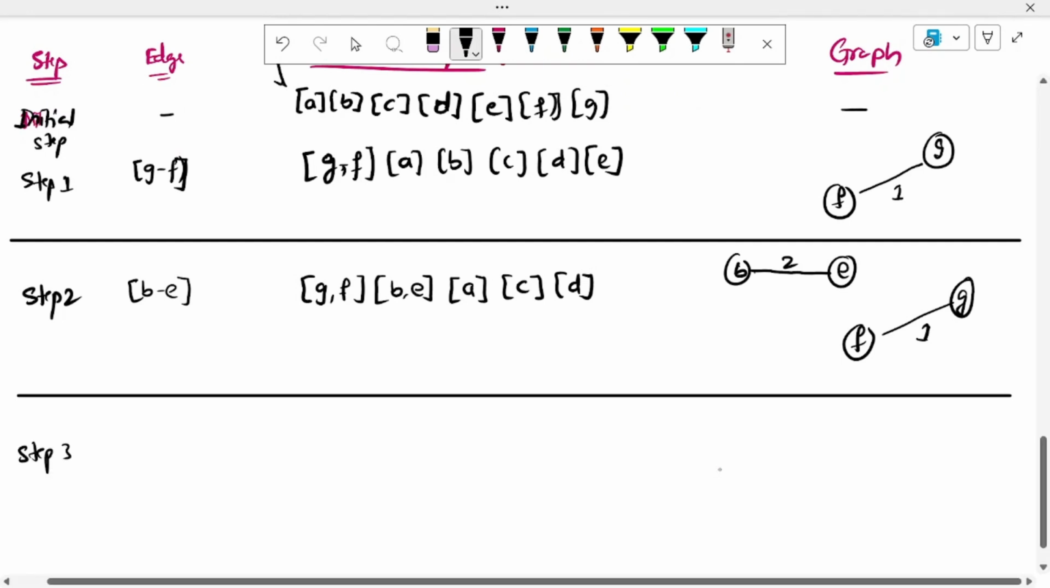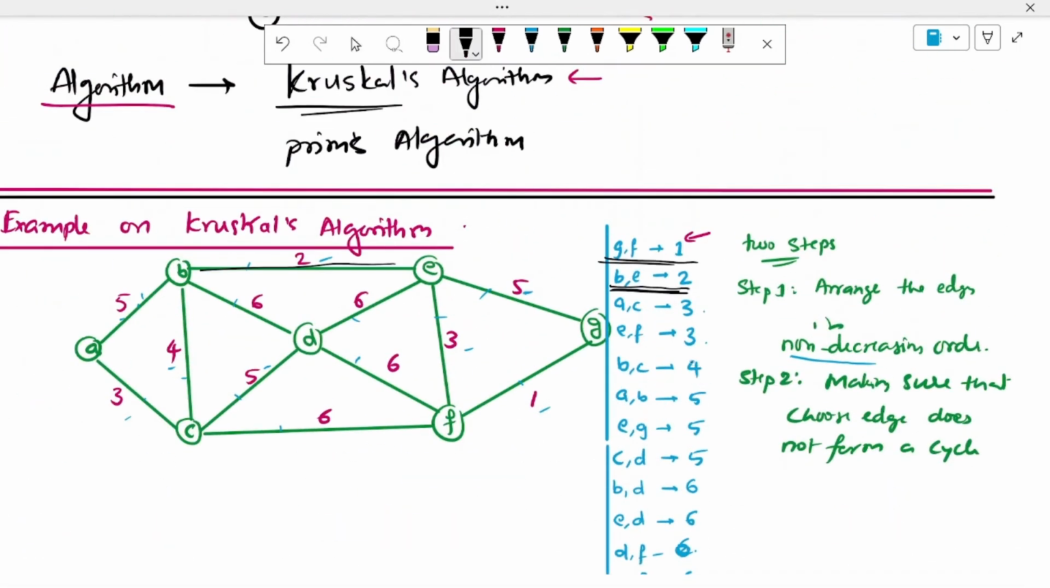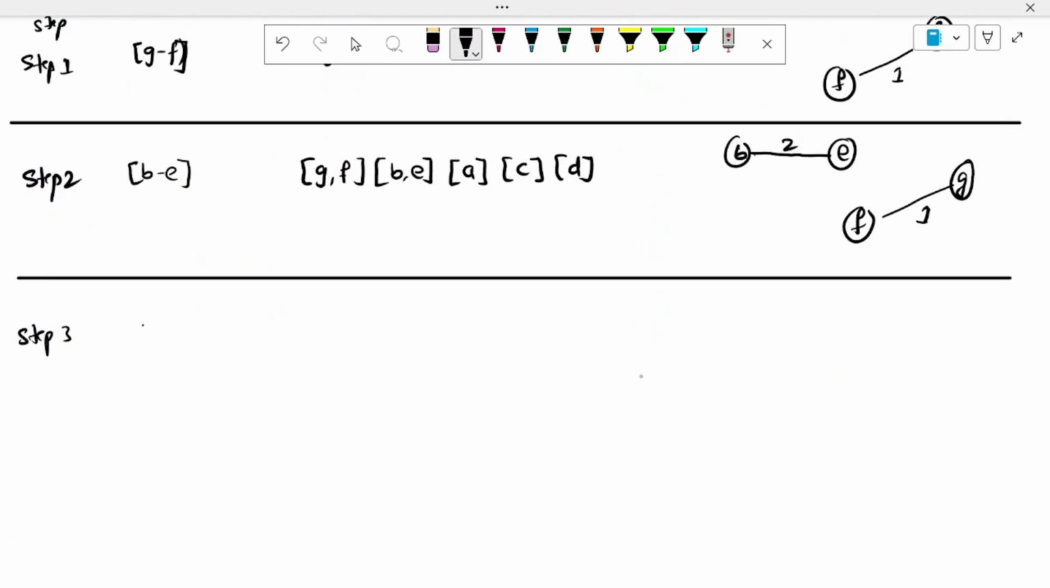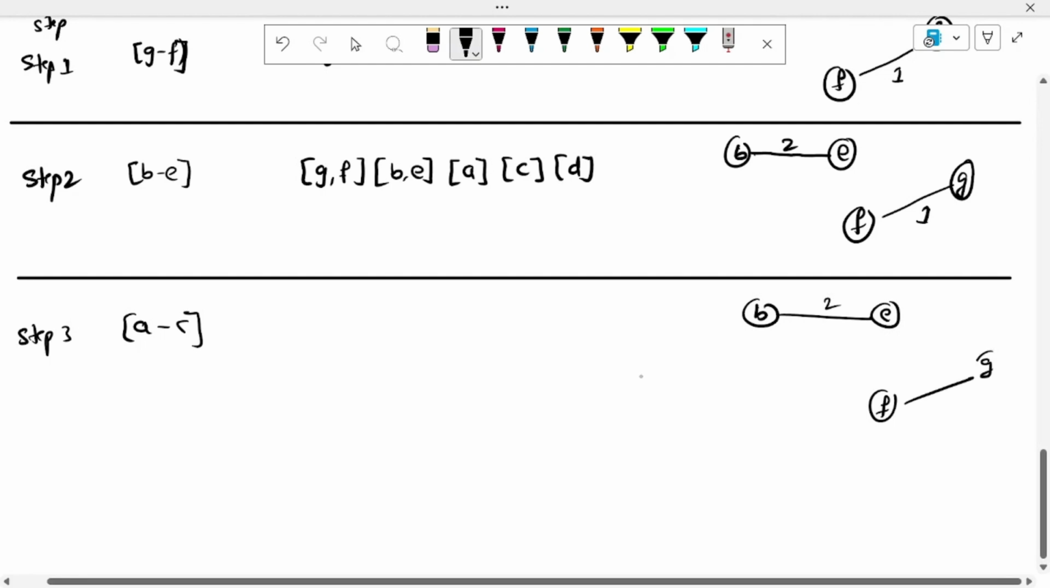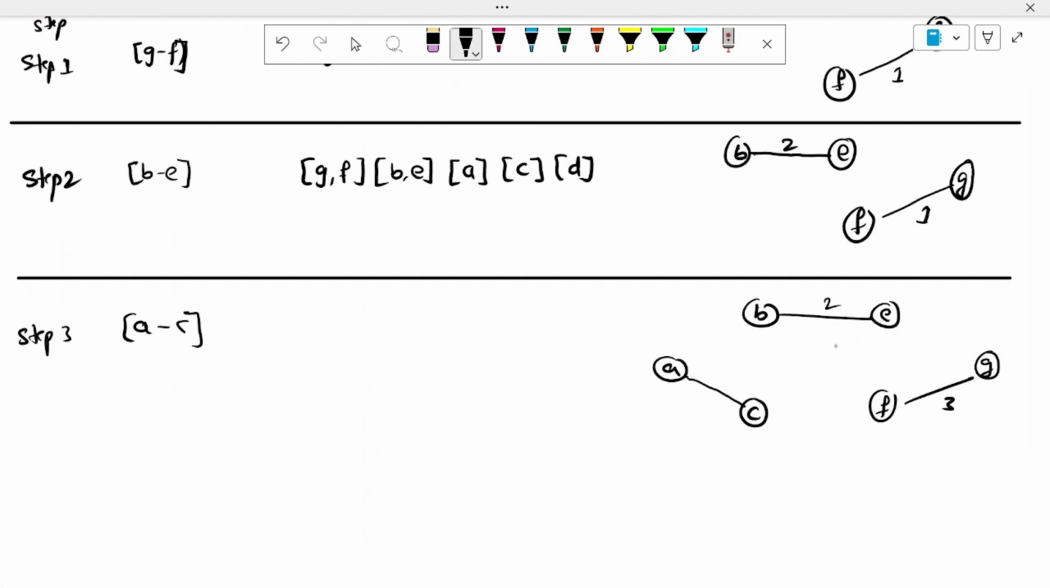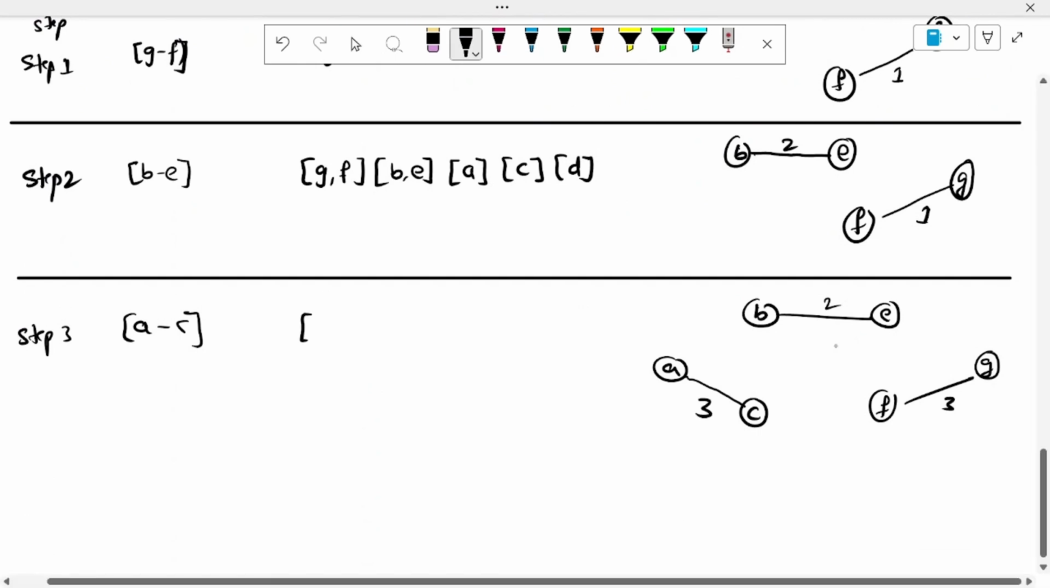This is step 3. In step 3, we are going to consider the third edge, that is AC. You observe where AC is. AC is here, and so I am going to consider AC. If I consider AC, we'll try to draw the graph. Here we have got 2, here I have got 3, and here I have got AC. Now what is the value? I think the value of AC is 3. Write 3. Now you write which components are connected.